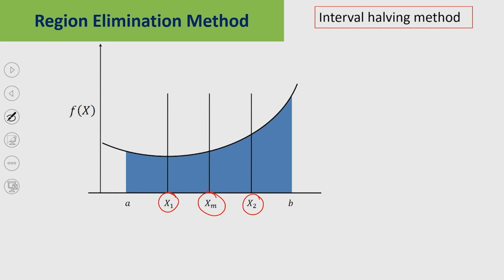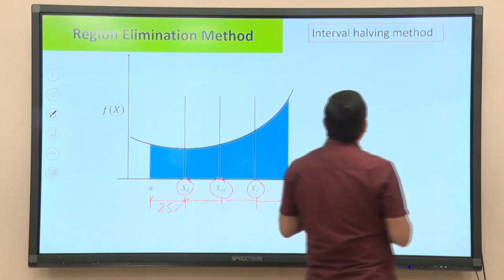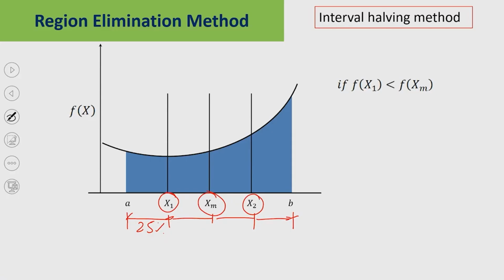So, basically you are dividing this region into 4 equal divisions. That means this is 25%, this is also 25%, this is also 25%, and this is also 25%. You are dividing the length between a and b into 4 equal divisions, so each division will have 25%. Now, what will I do? We will basically apply the region elimination rules.